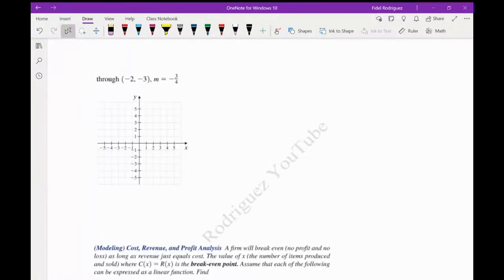And we'll do one more. So let's go ahead and try this next one. So my point is -2, -3. So -2 and -3 is down here. And then my slope is -3 over 4. So I'm going to count down 3. 1, 2, 3. And then 1, 2, 3, 4. All right. And there's our line. Okay.